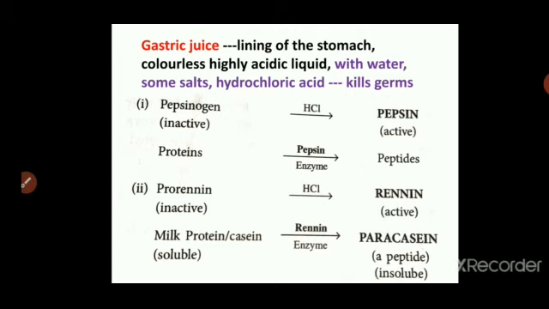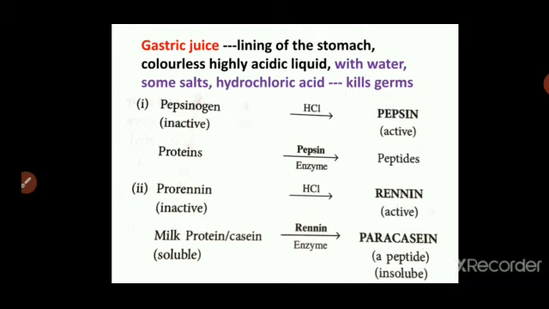Then the gastric juice contains enzymes. Mainly it has two enzymes: prorenin and pepsinogen. But both of these are in an inactive state. Inactive means they cannot act directly. So the hydrochloric acid does the work of activating these enzymes. The prorenin is activated to renin. Renin is the active form, prorenin is the inactive form. Pepsinogen is also an inactive form, and it is converted to pepsin. Pepsin is the active form, and that is also done by HCl.